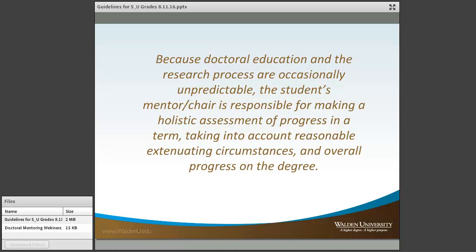Doctoral education and the research process are occasionally unpredictable, and as the mentor or chair, you're responsible for making a holistic assessment of progress in the term. So the main thing we want to tell you, and this is something we've talked with program leadership about, so that I know they're in complete agreement on this.